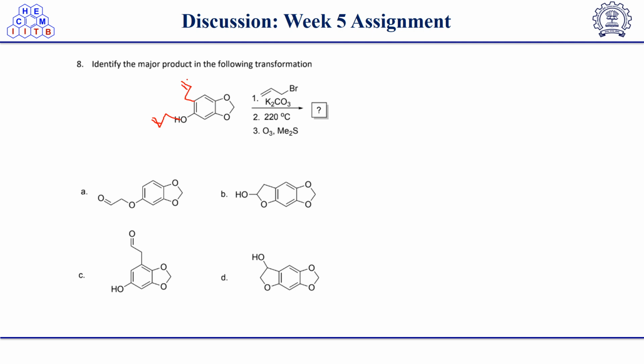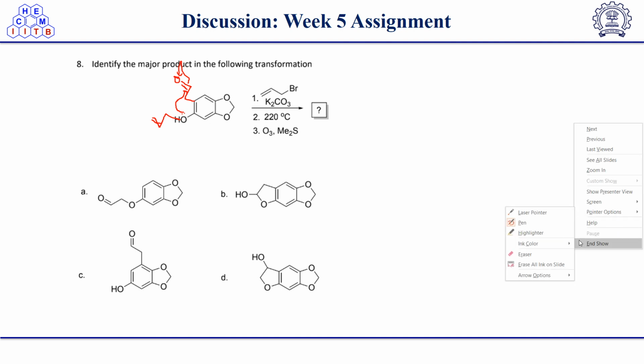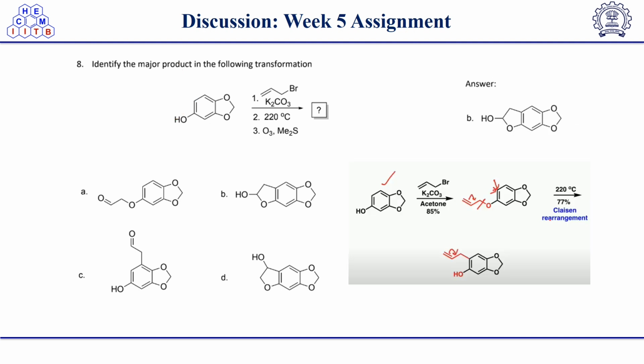Then under ozonolysis condition, this will be converted into an aldehyde, and then it will undergo the cyclization reaction intramolecularly to form a 5-membered ring with a hydroxyl group here. So I hope it is clear. So the correct answer will be option B. That is, first step is shown here, first and second step is shown here.